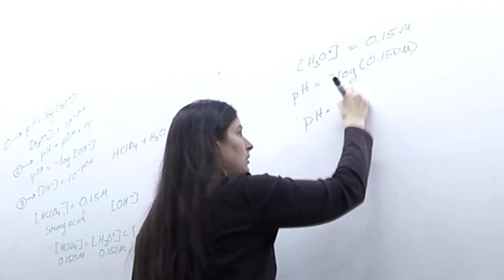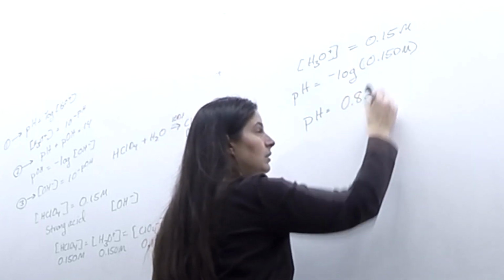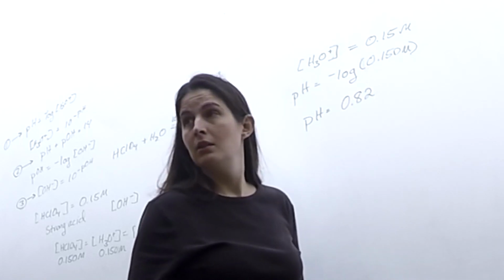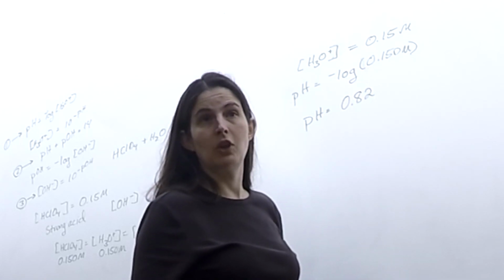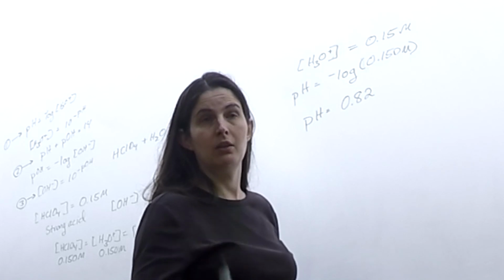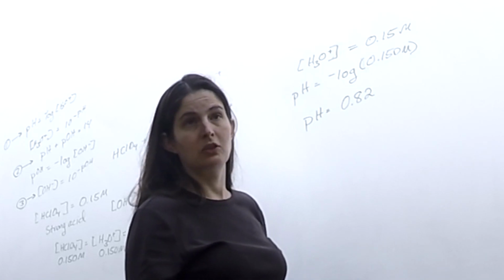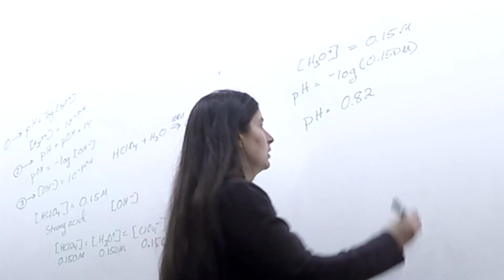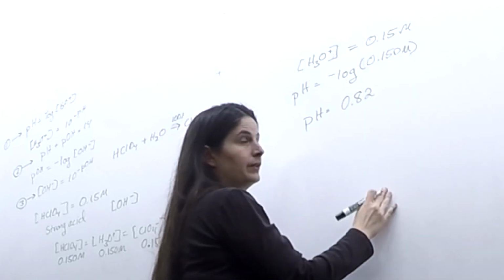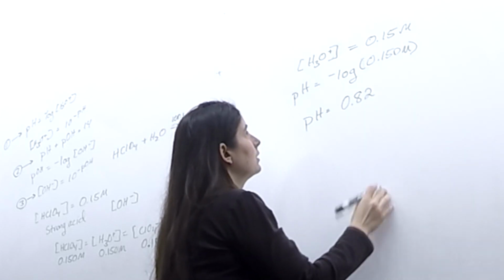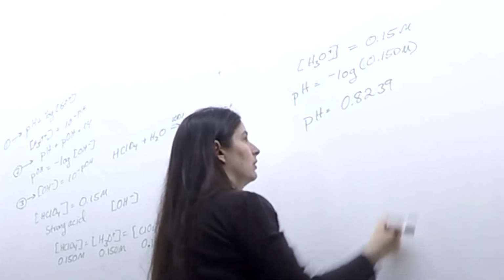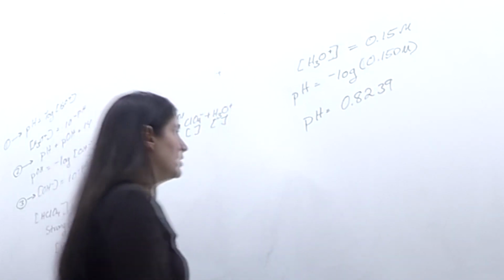You do second, log, negative log, right? Put in the negative, and then log. It's next to your... there you go. 0.8239 and a bunch of other numbers. All right, so there's your pH.